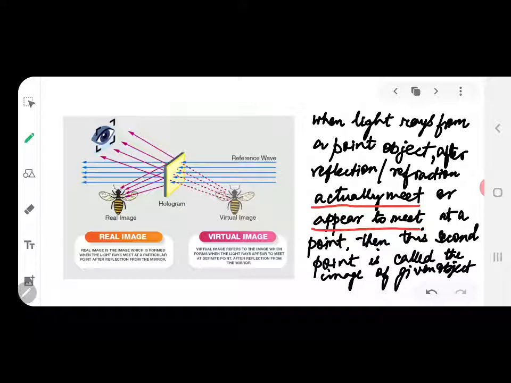The second category of image is the virtual image. When light rays from an object after reflection or refraction do not actually meet but appear to meet, the image is said to be a virtual image. A virtual image cannot be formed on a screen, and a virtual image formed by a mirror or a lens is an erect image.